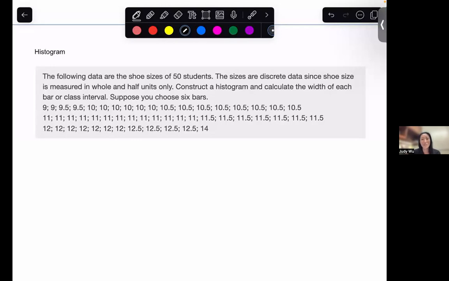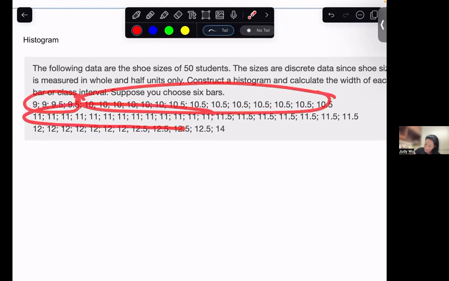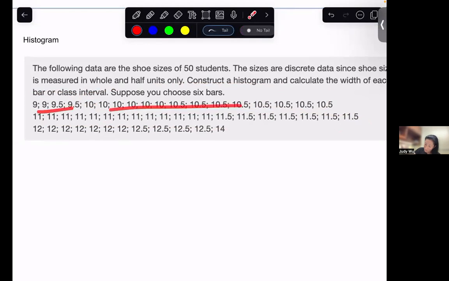So the directions are to construct a histogram and calculate the width of each bar or class interval. Suppose you choose 6 bars. Really what we're trying to do here is to clump all of this data into 6 bars. If I look, I've got a bunch that are in 9s, a bunch that are in 10s, some 11s. So that's 1, 2, 3, 4, and 5.